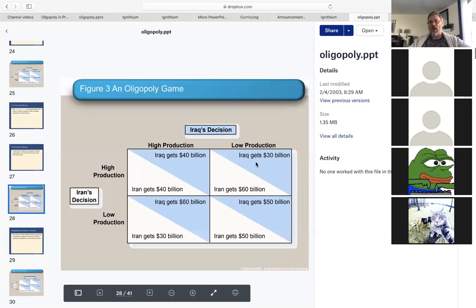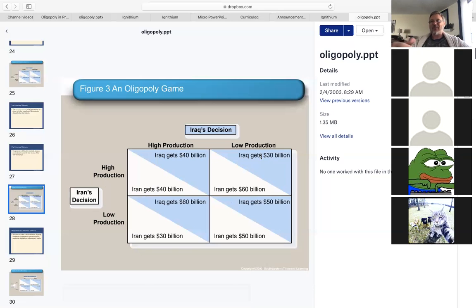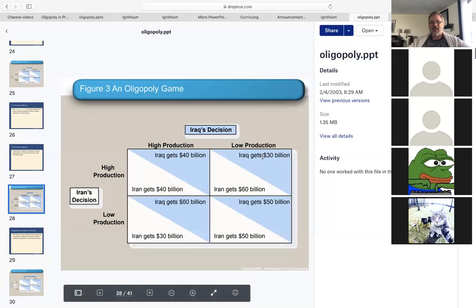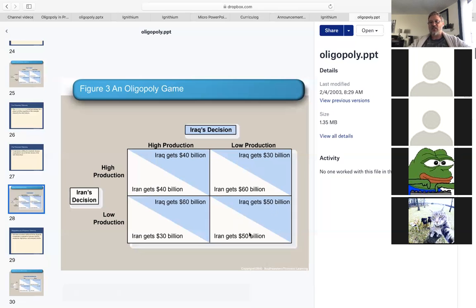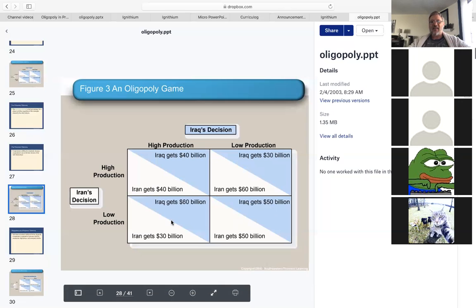They get 60 billion, while Iraq suffers from not producing very much, even though the price is higher, and they get 30 billion. And then there's the monopoly or cooperative outcome where they both don't produce very much, and the price is high, but their profits are high because the price is so much higher because there's such a huge restriction on supply. So they each get 50 billion. And then here's a symmetric case, again, of high production for Iraq and low production for Iran, where Iran only gets 30 billion and Iraq gets 60 billion.